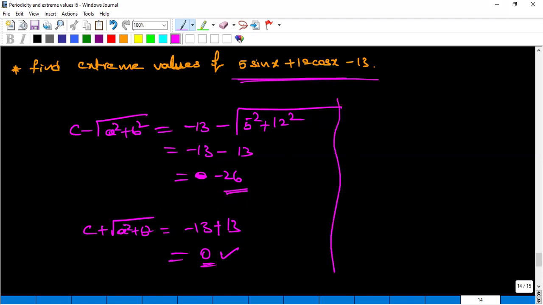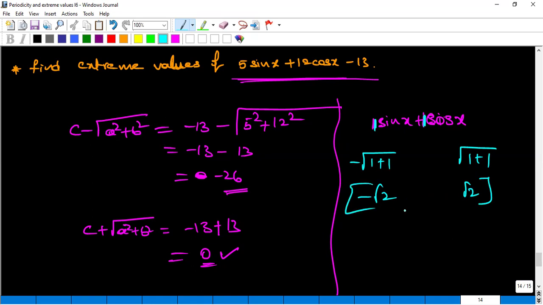Like that, we can take one more example. What if I have like this? What is the minimum and maximum values for sin x plus cos x? Here there is no c, but the a value we have, the b value we have. The a value is 1, the coefficient of sin x, and in front of cos x also we have 1. So I can find the minimum value as minus under square root 1 plus 1, and the maximum value as under square root 1 plus 1, which is minus root 2 to root 2. Like this, we will find the solutions easily.